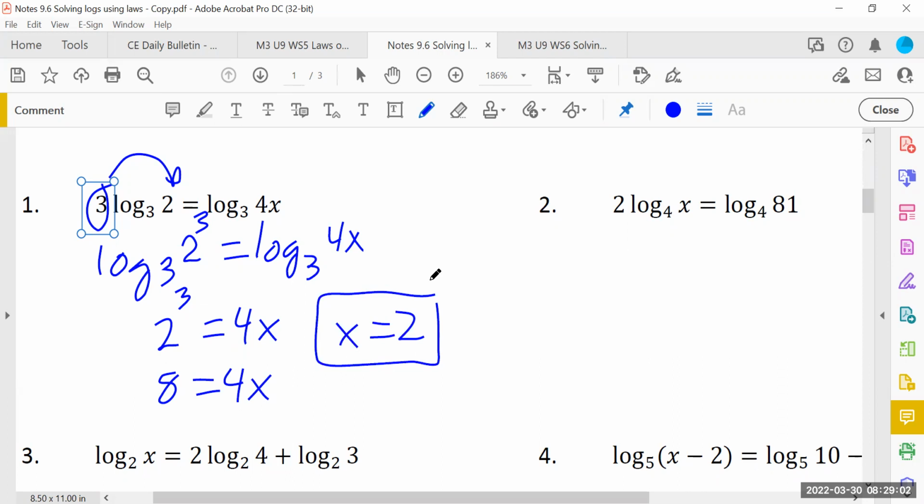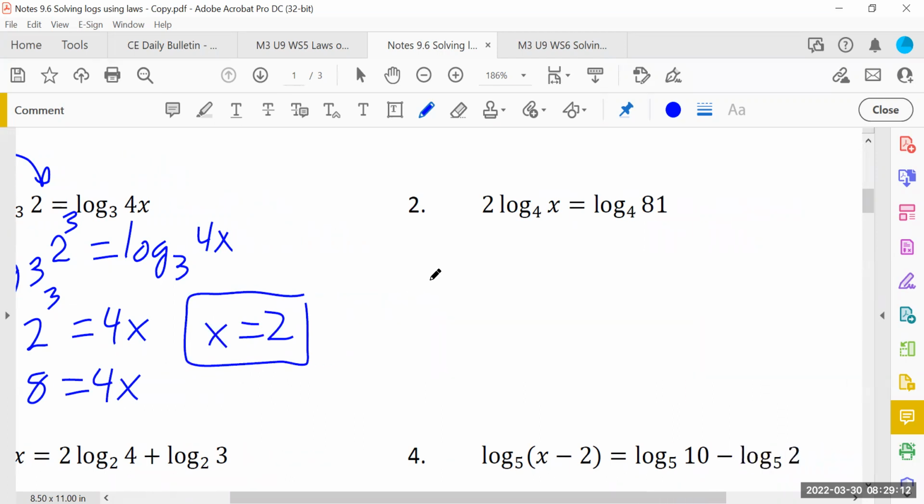We did something like this in section 3. It was real similar. The trick is that there's going to be a little bit more work to get the logs together because you didn't know the rules of logs before.